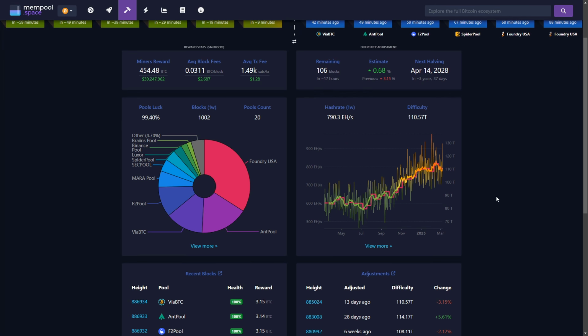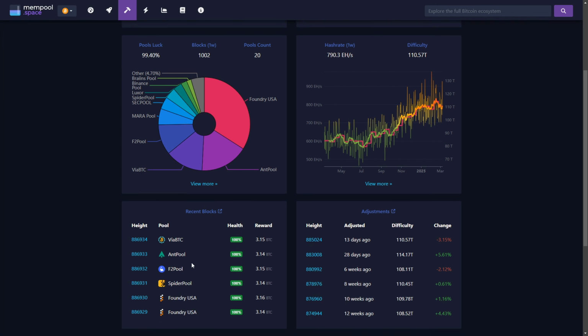Okay, but let's go to the next section here. This is where you can see all of the most recent blocks and who mined it. So these are all the last 6 blocks. These are the different pools that mined the block.